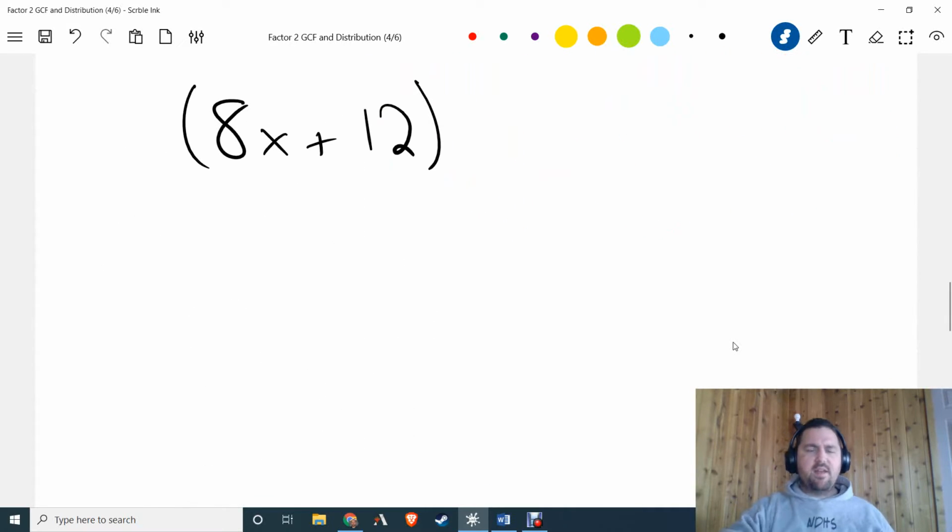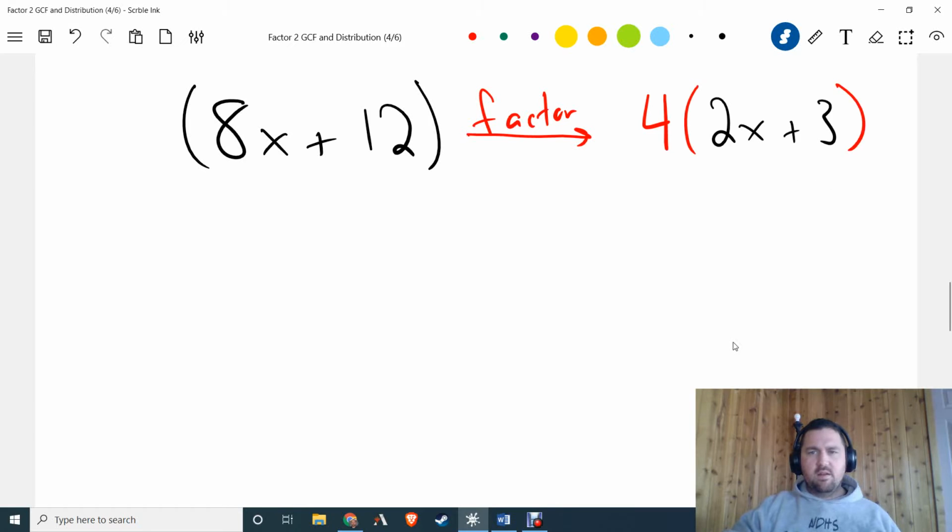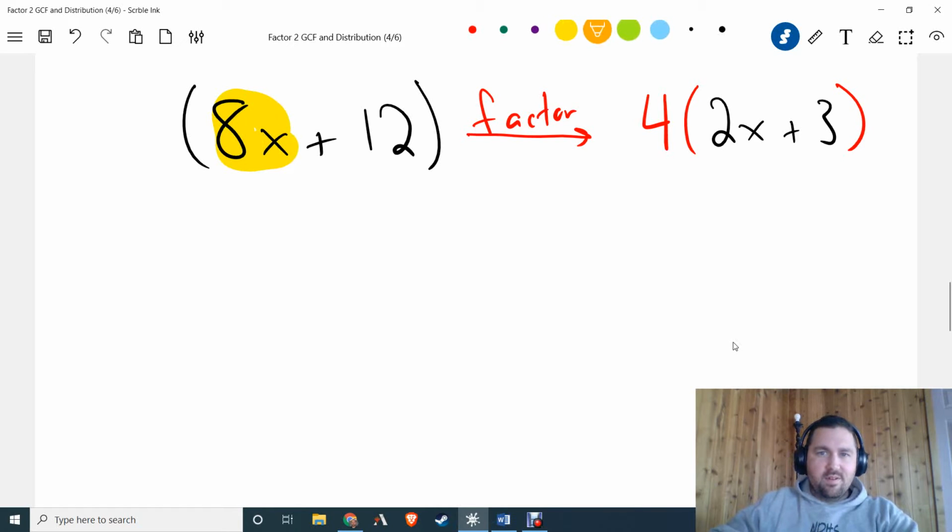So here we have 8x plus 12, and we could factor this. Let's factor 8x plus 12. When we factor 8x plus 12, we would get 4 times (2x plus 3), because 4 is the greatest common factor of 8x and 12. If we were to list out all the factors, 4 is the greatest common one. We factor it out, and we get 4 times (2x plus 3).